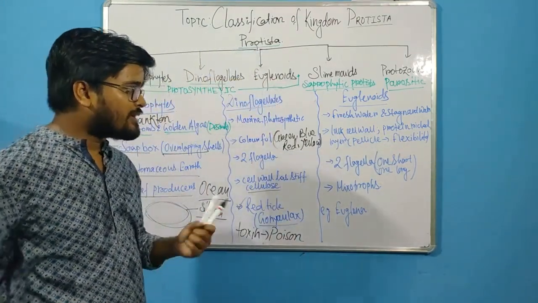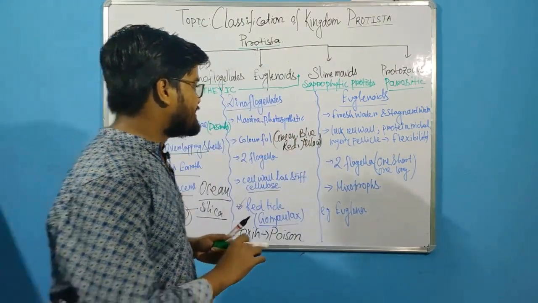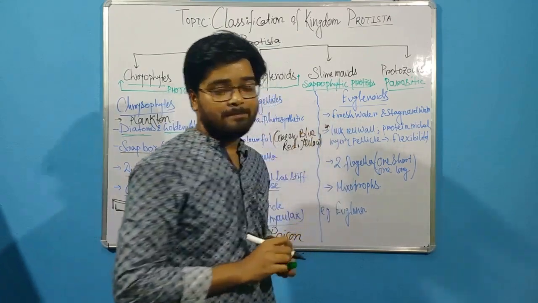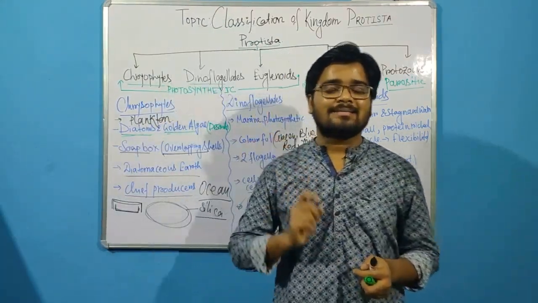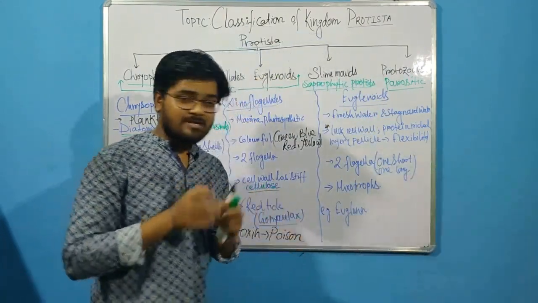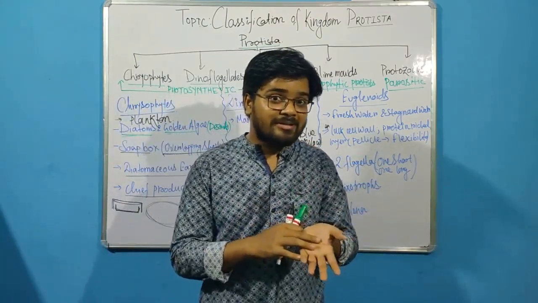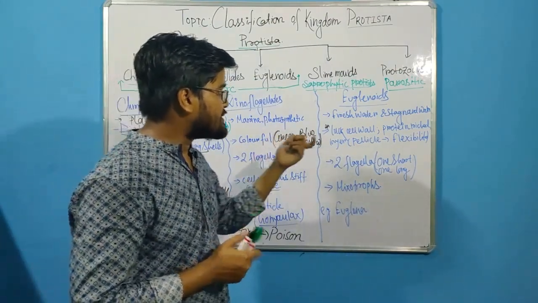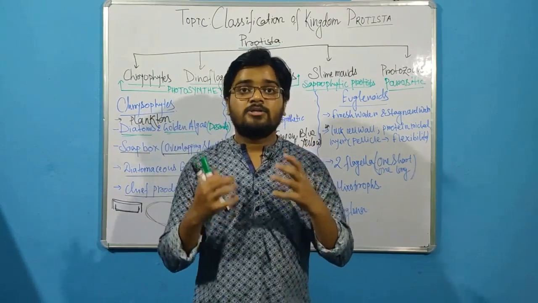Now what are the other features? In the euglenoids, the most important feature is that they lack a cell wall. Now you tell me, between animal and plant, who lacks a cell wall? Definitely it's the animal cell. So that means what happens? The kingdom Protista also has some similarities with animals. So there is a contradiction again. They lack the cell wall.